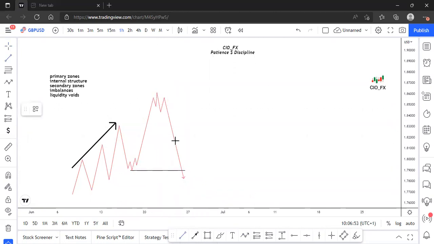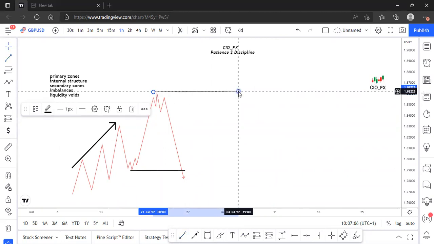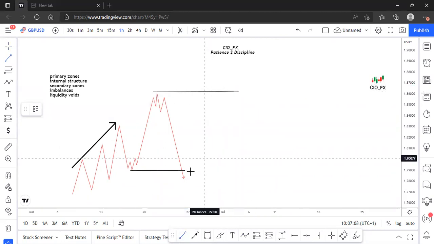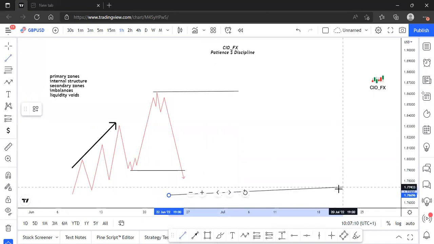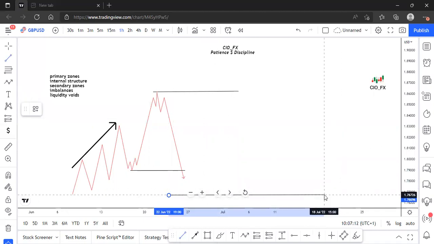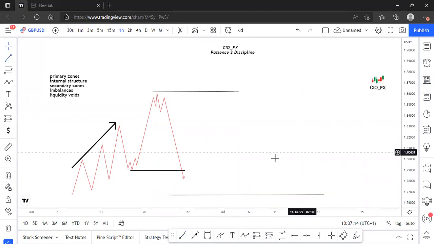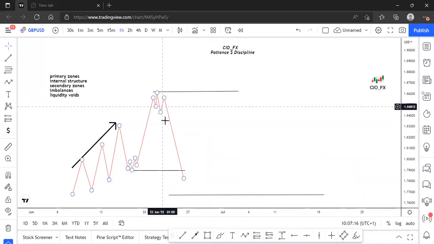In every structure range, there's always the primary zone, there's always the internal structure, and there's always the secondary. Are you getting it? For this structure range, from here to this point here, we want to identify our areas. So now, how do we identify the primary zone in this place?